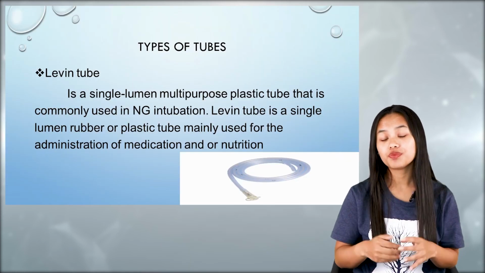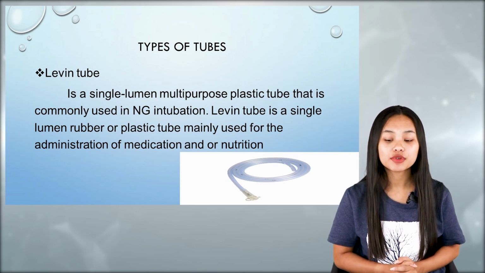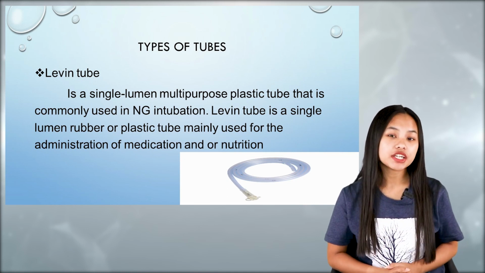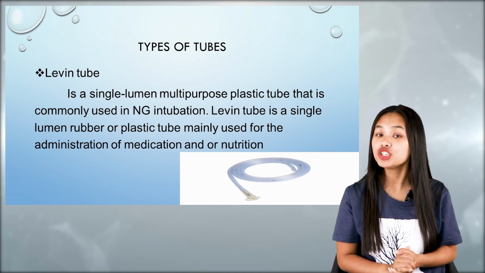So just like this, there are various types of tubes that can be used for GI intubation. However, the three common ones are the Levin tube, the Moss tube, and the Salem Sump tube. What is this Levin tube? This is a single lumen multi-purpose plastic tube which can be used in nasogastric intubation. And this is mainly used for the administration of medications as well as nutrition.